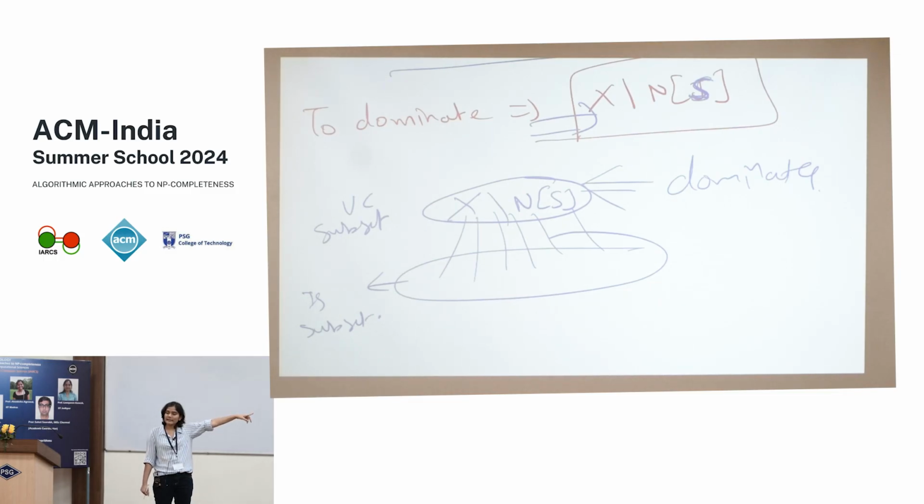They can have edges, right? But these are not part of solution. If they were part of solution, then those vertices are dominated, their neighbors, right? These are all the vertices that are not yet dominated. Yes. Yes? Yes.